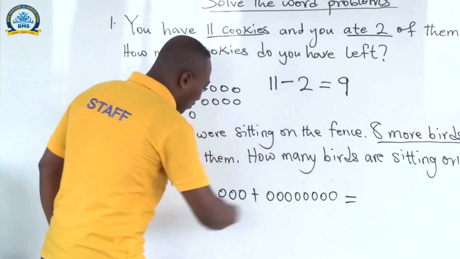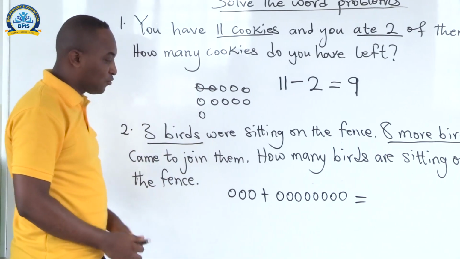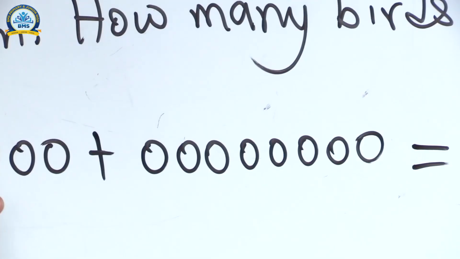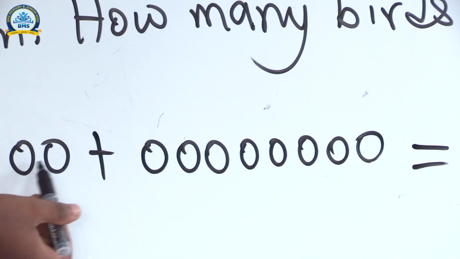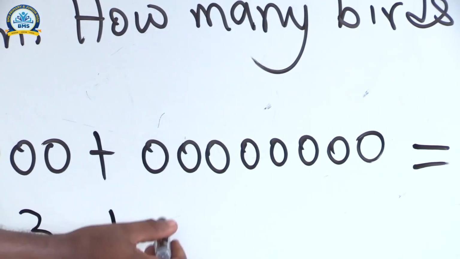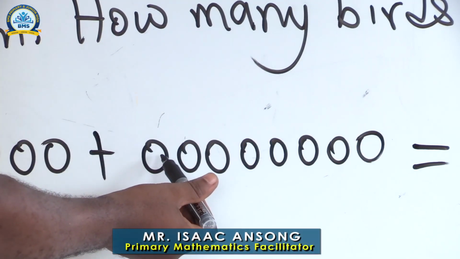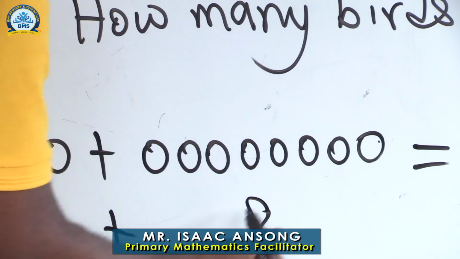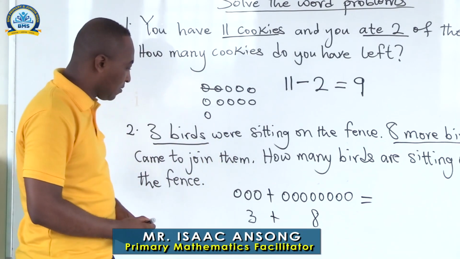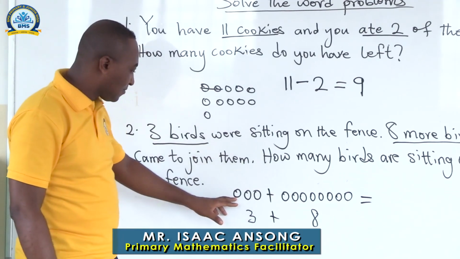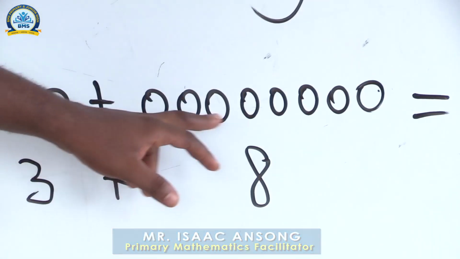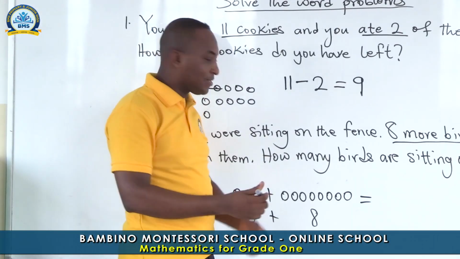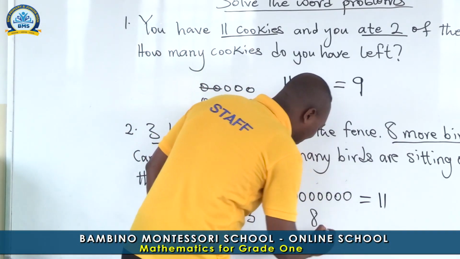So when you count all the circles that are drawn to represent the birds, let's count and see the answer that we are going to get. This is the 3 birds. 1, 2, 3 plus 8 birds. That's 1, 2, 3, 4, 5, 6, 7, 8. So if you add both figures together, that's 1, 2, 3, 4, 5, 6, 7, 8, 9, 10, 11. So our answer here is 11.